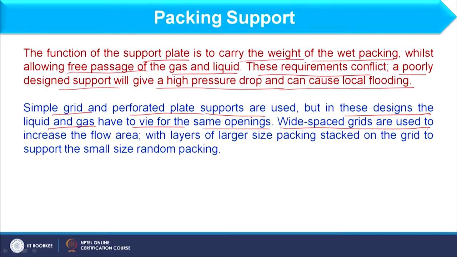So wide spaced grids are used to increase the flow area, with layers of larger size packing stacked on the grid to support the small size random packing. What is the meaning of this? All these points will be clear when we discuss the schematic in the next slide. But you should understand that at the bottom we should have the packing support of larger size, because it should let the liquid and gas pass through it. And because of this larger opening in the support, packing should not pass through it. So we basically consider larger size packing over this, and over that we consider small size packing, and that is preferably used in random packings.